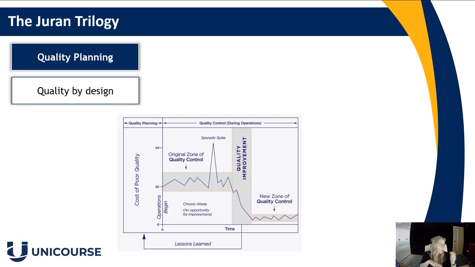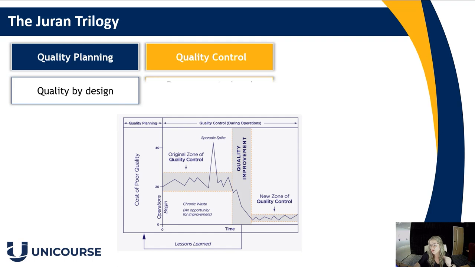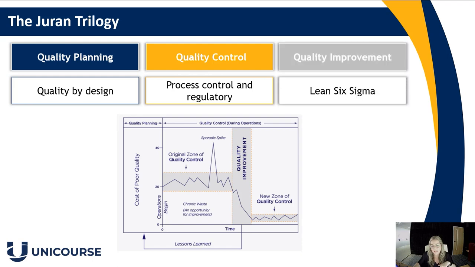But we're going to look at the Duran trilogy here. It's broken down into three sections. Firstly, quality planning, so the quality by design, and then quality control. So it's about the process controls and the regulatory requirements here, and quality improvement, which could look at Lean Six Sigma.